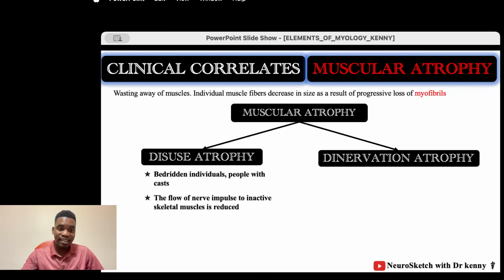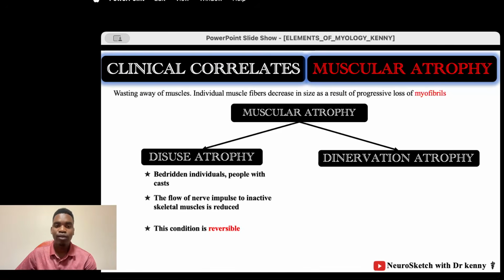So in the law of use and disuse, the flow of nerve impulses to the inactive skeletal muscle is reduced. The muscle is already inactive, and once it's inactive, the nerve supply decreases and the muscle shrinks. This condition, disuse atrophy, is reversible.